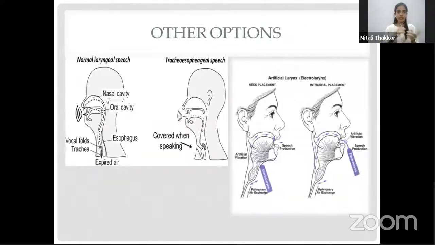So among the other options, in artificial larynx, you have the electrolarynx, and you have different types of electrolarynx depending on the placement. You can either have it on the neck as shown in the figure or in the mouth. Tracheoesophageal speech, on the other hand, involves a surgery in which the mode of voice production is restored, but it involves a major surgery.